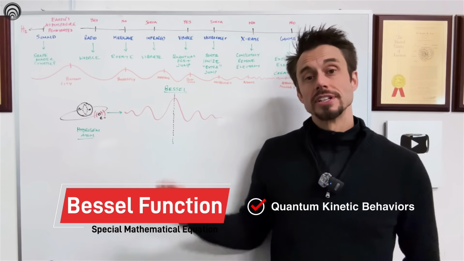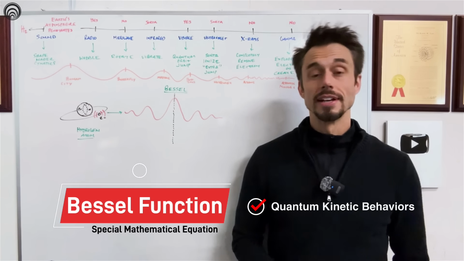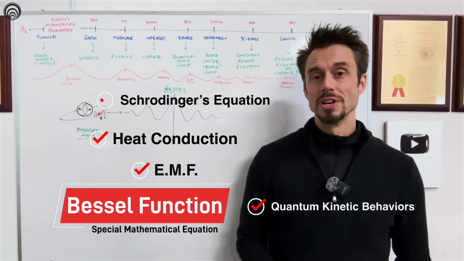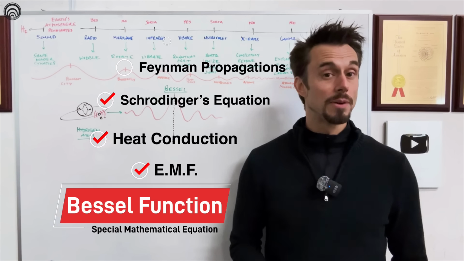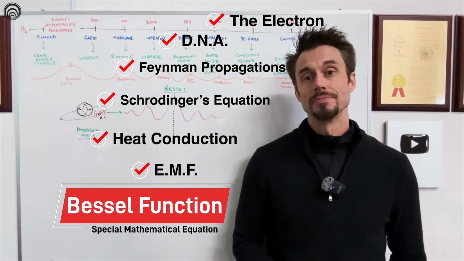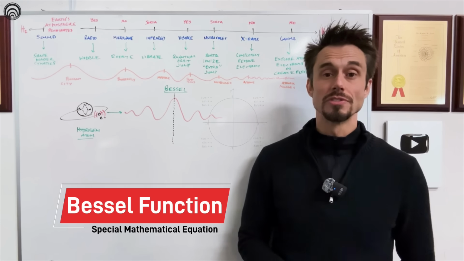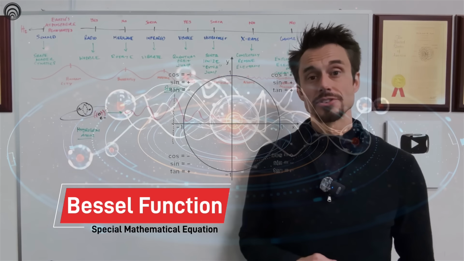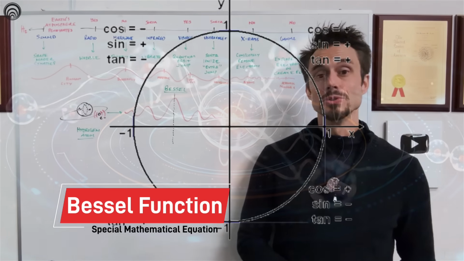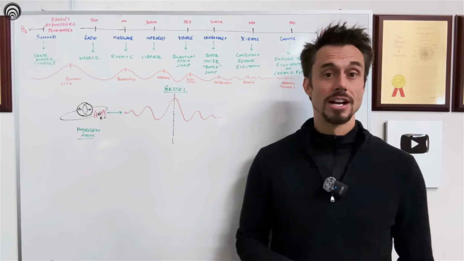The Bessel function calculates many different behaviors in the universe, including electromagnetic radiation, heat conduction, Schrodinger's equation, quantum Feynman propagation, DNA, and even the electron's behavior. And so we can use the Bessel function for a variety of understandings of the universe, and most specifically the electron. And so we're going to dive a little bit deeper into how this equation can be used to understand how light interacts with matter and how matter interacts with light.